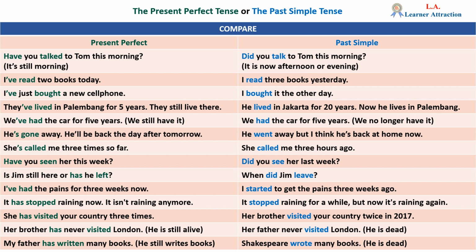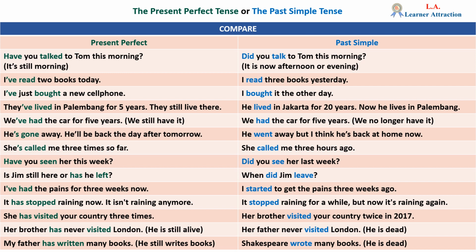He's gone away. He'll be back the day after tomorrow. He went away but I think he's back at home now. She's called me 3 times so far. She called me 3 hours ago. Have you seen her this week? Did you see her last week? Is Jim still here or has he left? When did Jim leave? I've had the pains for 3 weeks now. I started to get the pains 3 weeks ago.